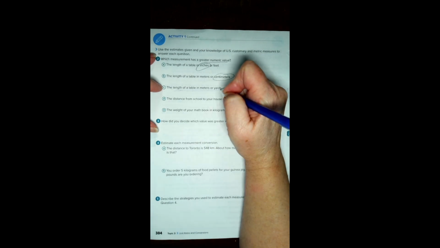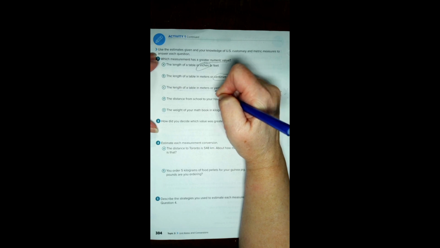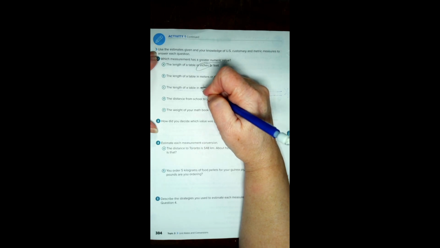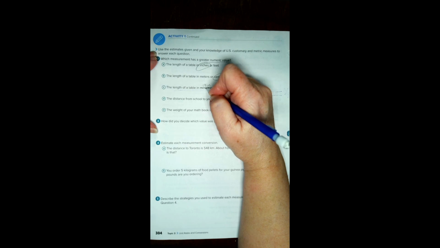Length of a table in meters or yards. Yards is smaller, so it's going to have the greater numeric value. A meter is about 39 inches, and a yard is 36 inches. So if we're comparing meters and yards, the yard is the smaller unit, so it will have a larger numeric value.